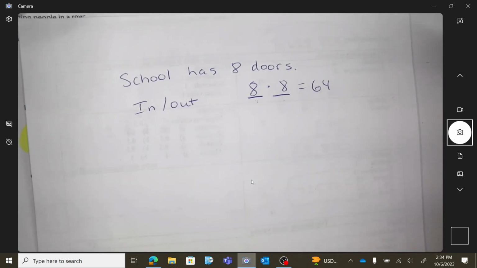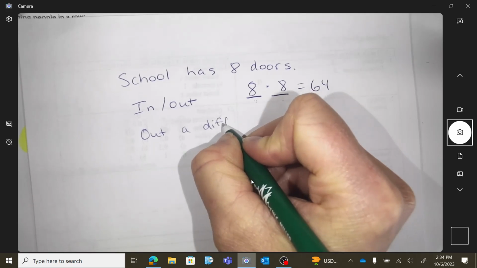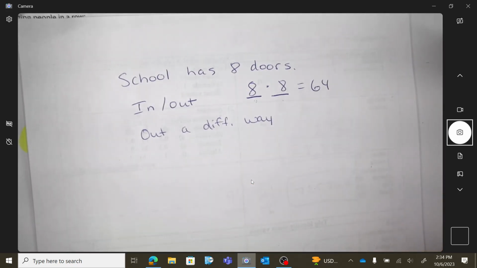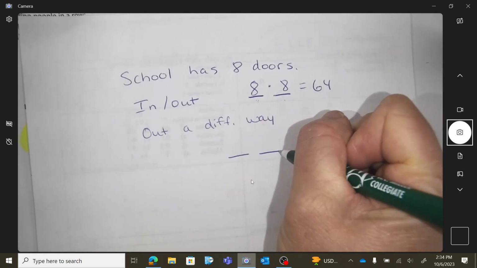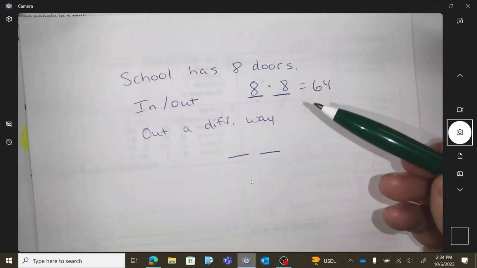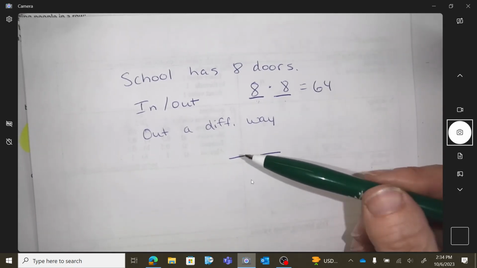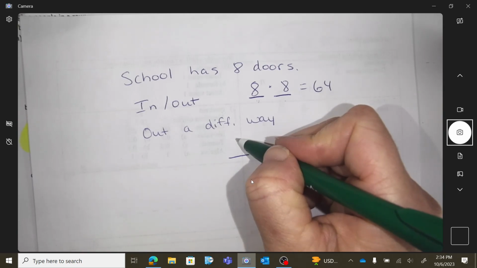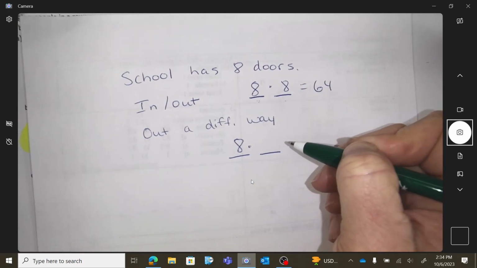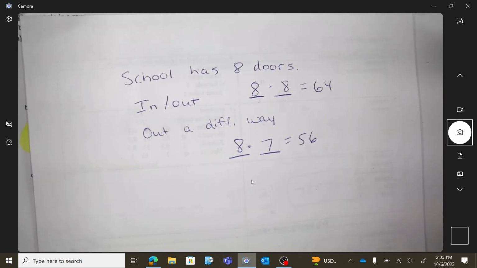What if I changed the question to you have to go out a different way? How would that change what we do? 4 ways in, 4 ways out. Just using the 8 doors still. You have to go in one of the doors, and then you have to make sure you're going out with a different door. So how many options to go in? 8. And then how many options would you have when you're leaving? 7. You kind of understand that concept?